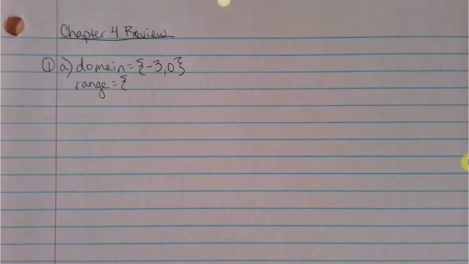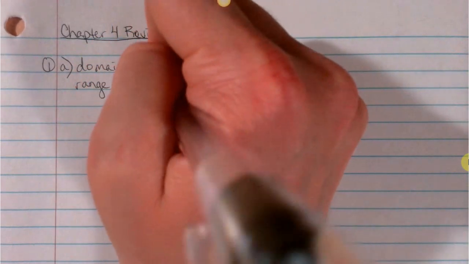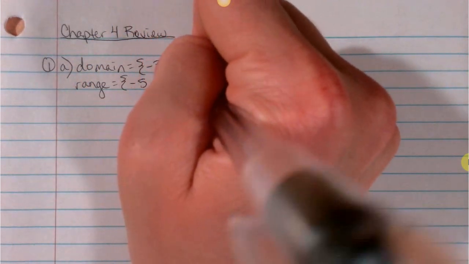And then the y values for the range are 2, -4, -5, and 1. So just putting those in increasing order to make it look nice would be -5, -4, 1, and 2.